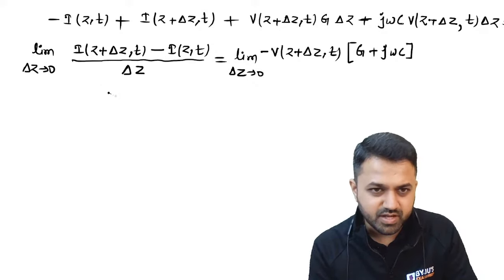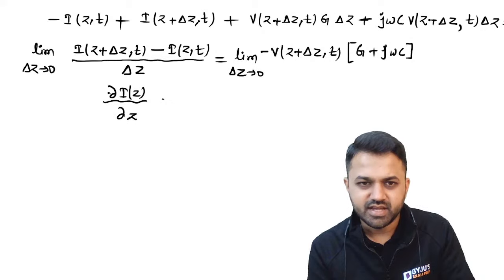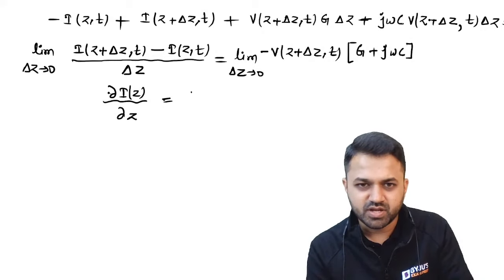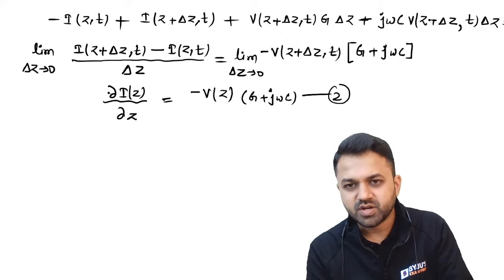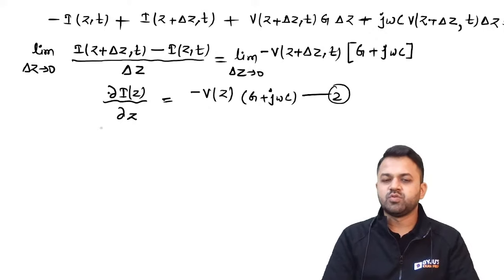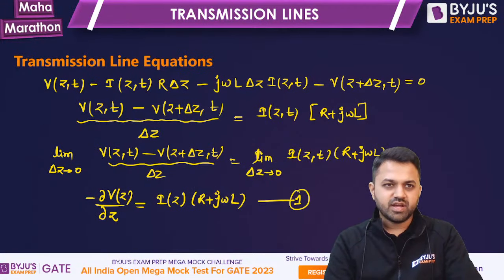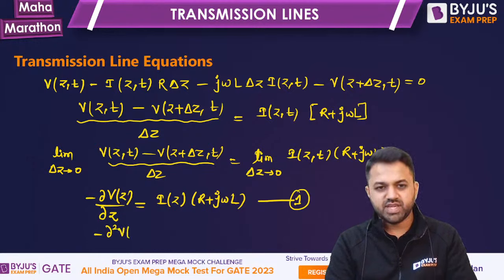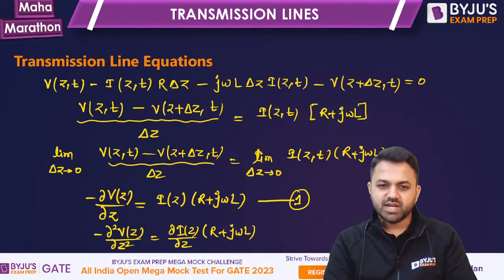So when you apply the limit Δz tends to 0, the left hand side will become ∂I(z)/∂z, and the right hand side will become minus V(z) times (G plus jωC). Put it as equation number 2. Now because we want to derive the equation of voltage and current, let's differentiate the first equation with respect to z again. So minus ∂²V(z)/∂z² is equal to ∂I(z)/∂z times (R plus jωL), right? So here we are getting ∂I/∂z in this equation. What is the value of ∂I/∂z? We have calculated it here.